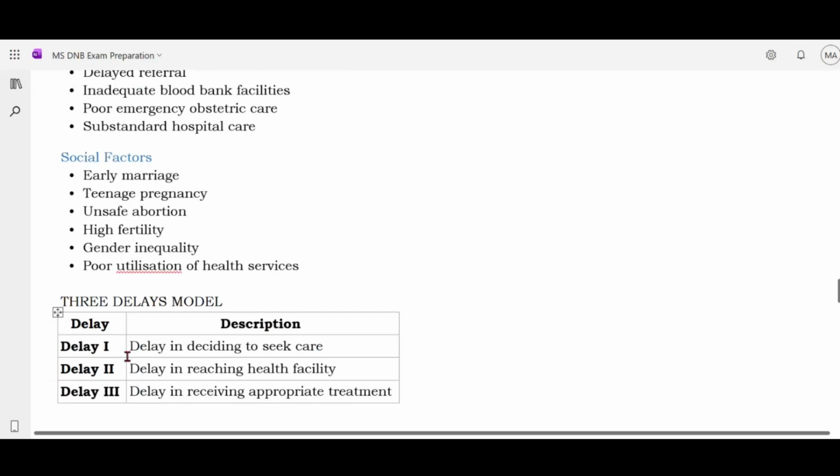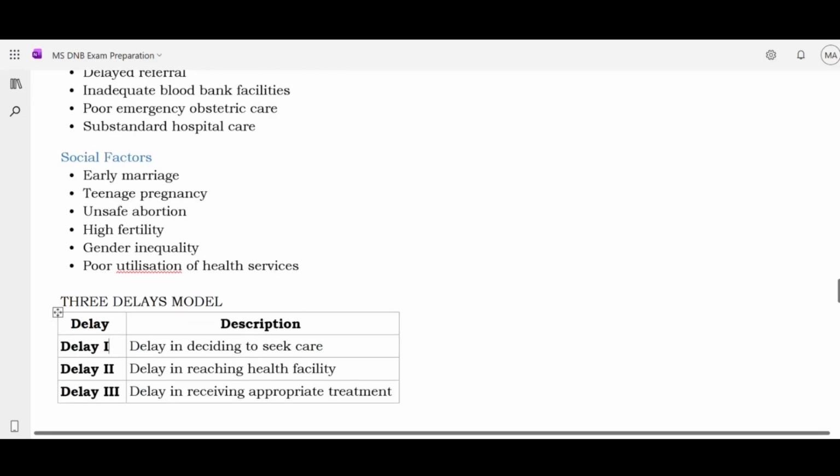There are three types of delay. Delay 1, delay 2, and delay 3. Delay 1 is related to the delay in deciding to seek the care. It is at patient level. The patient does not seek the health care. So, delay in deciding to seek the care.